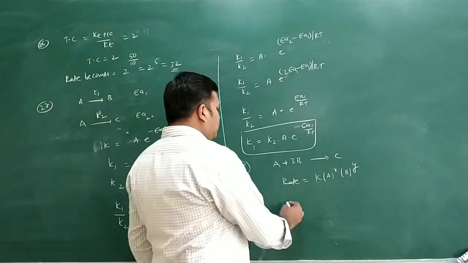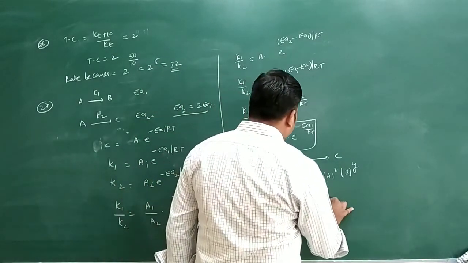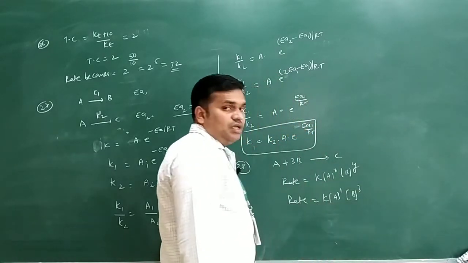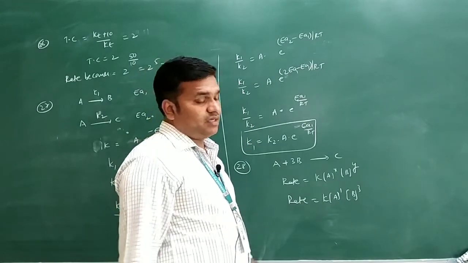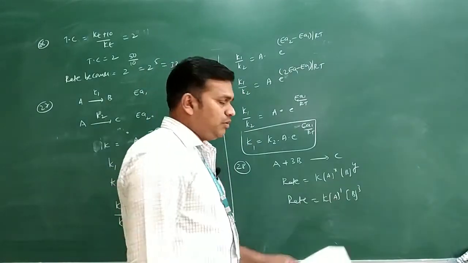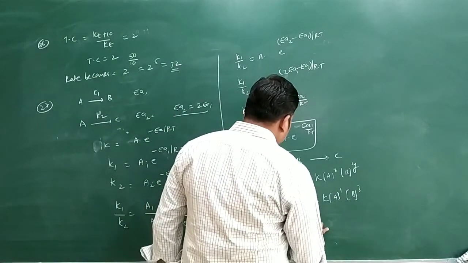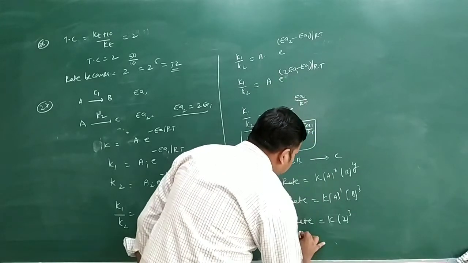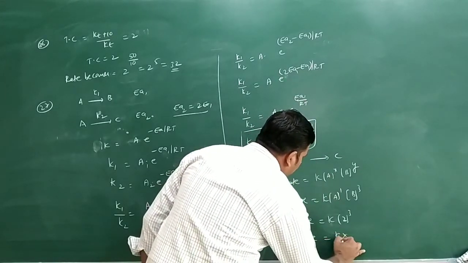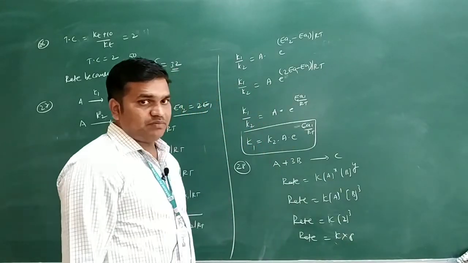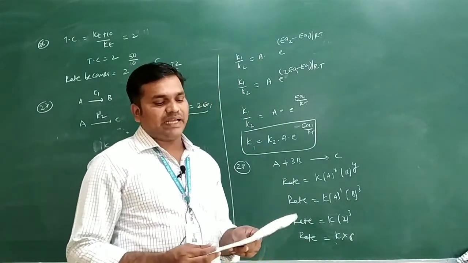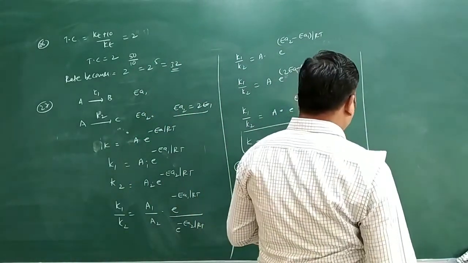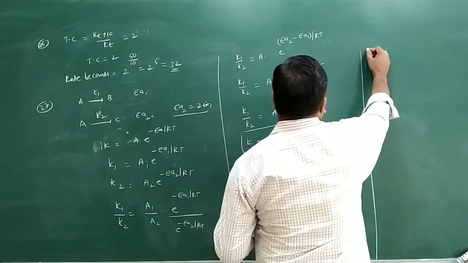So we can take the coefficients in the form of powers. So rate is equal to K into A whole power 1 into B whole power 3. They gave that A remains constant, so A is not considered. But B becomes double. Now rate is equal to K into 2 whole cube, so rate is equal to K into 8. Now the rate increases by how many times? Rate increases by 8 times. So option 2 is the right answer for question number 28.